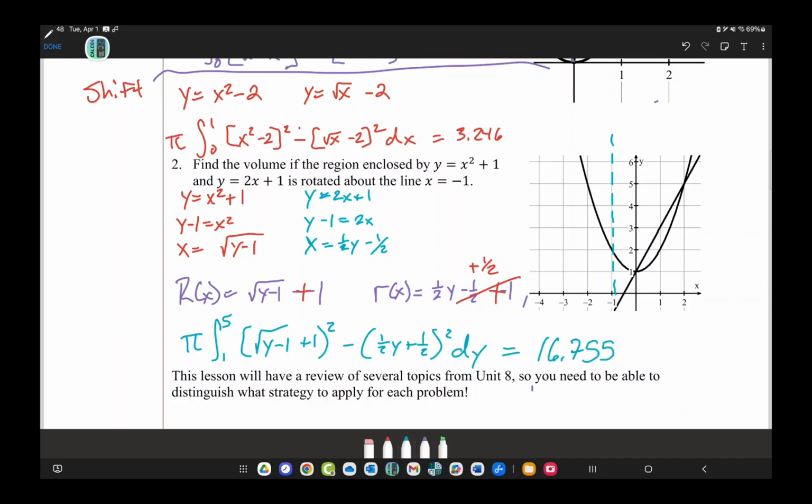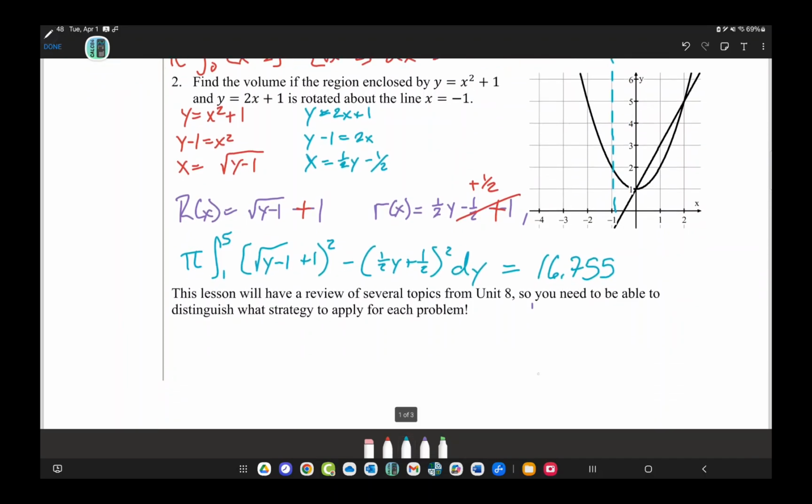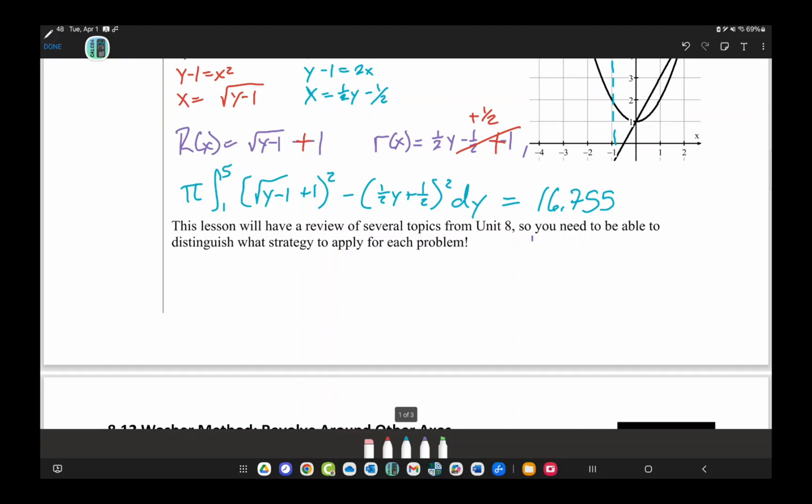And that is it for the notes. This lesson will have you review several topics from Unit 8. So be careful, because not all the homework will just be this one thing we just covered. It will be a bit of a review. The big thing is you want to be able to distinguish which strategy you want to use to solve these. It's not just going to be 8-12 homework. It's basically a review of Unit 8. So know when to use the washer method, when to use this method. All strategies though.